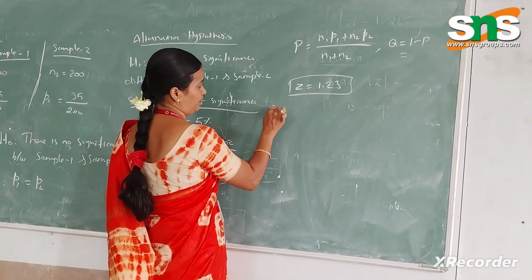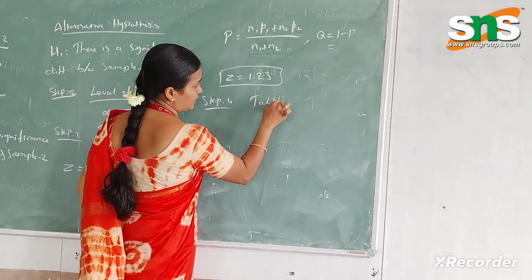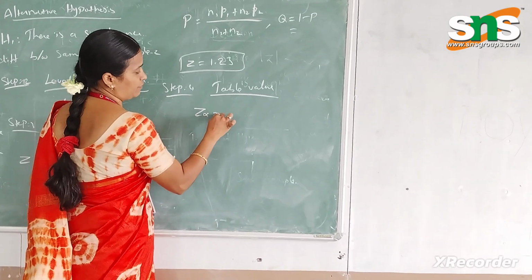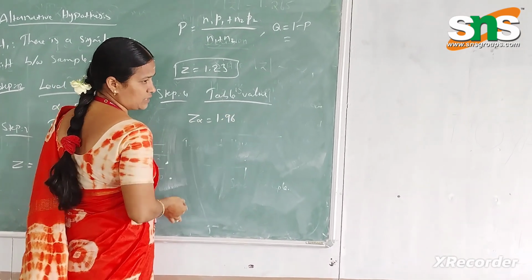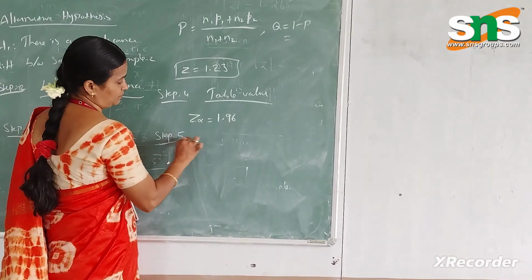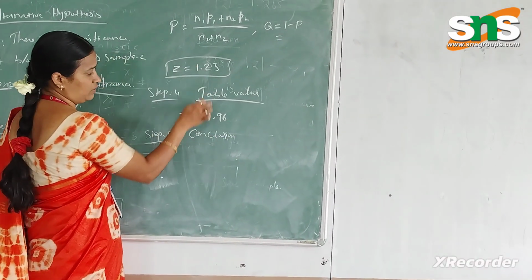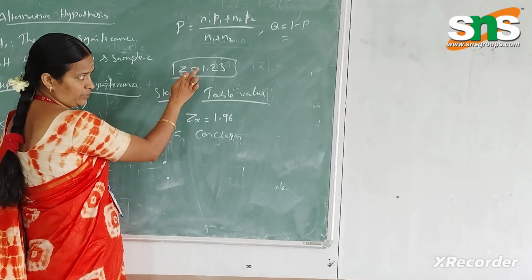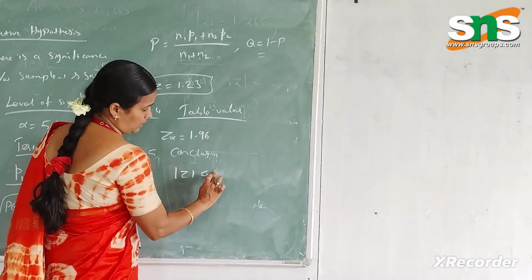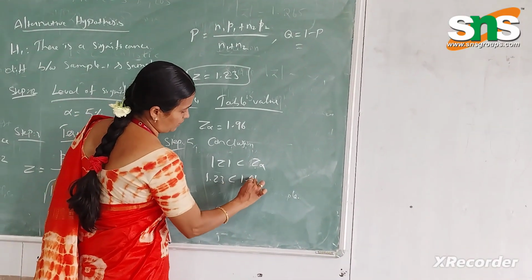Next, step 4: table value. At 5% level of significance, the corresponding table value is Z alpha equal to 1.96. It is a two-tailed test. Next, the conclusion. Look at the table value 1.96. My calculated value is 1.23. So modulus Z is less than Z alpha: 1.23 is less than 1.96.